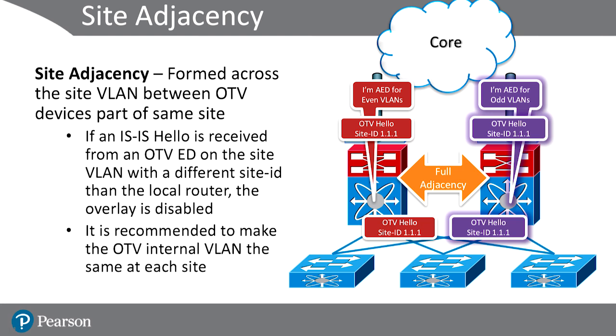If an ISIS hello is received from an OTV edge device on the site VLAN with a different site ID than the local router, the overlay is disabled. This is done to prevent any kind of loop between the OTV internal interfaces and the overlay interface. Because of this behavior, it is recommended to make the OTV internal VLAN the same at each site.